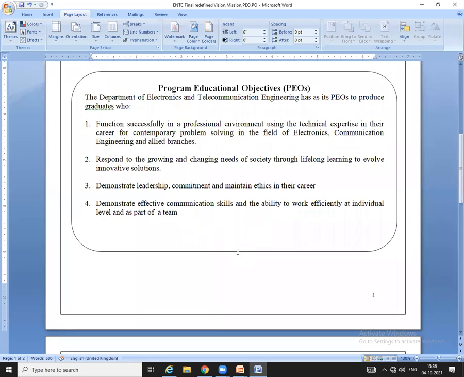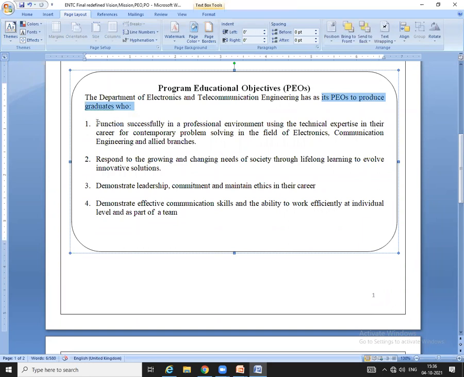What you are going to learn today, for what purpose you are learning, that is what the PEO is, 4-5 years after the graduation. You will be reaching a particular position. So the Department of ENTC has its PEOs to produce graduates who function successfully in a professional environment using technical expertise in their career for contemporary problem solving in the field of electronics, communication engineering and allied branches.